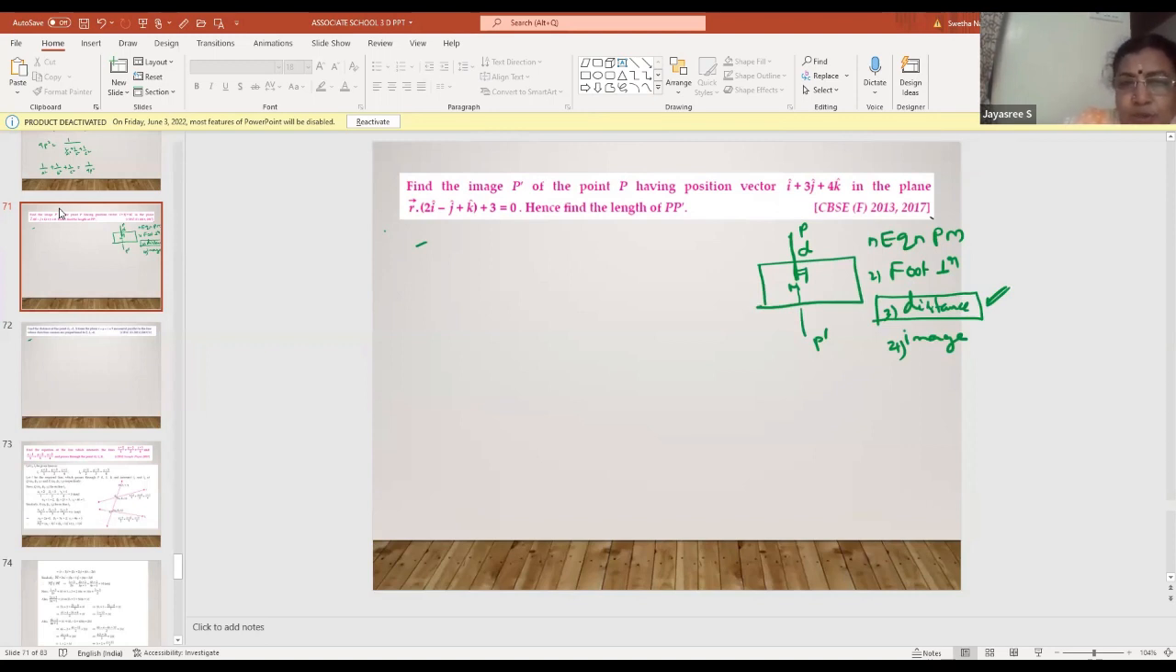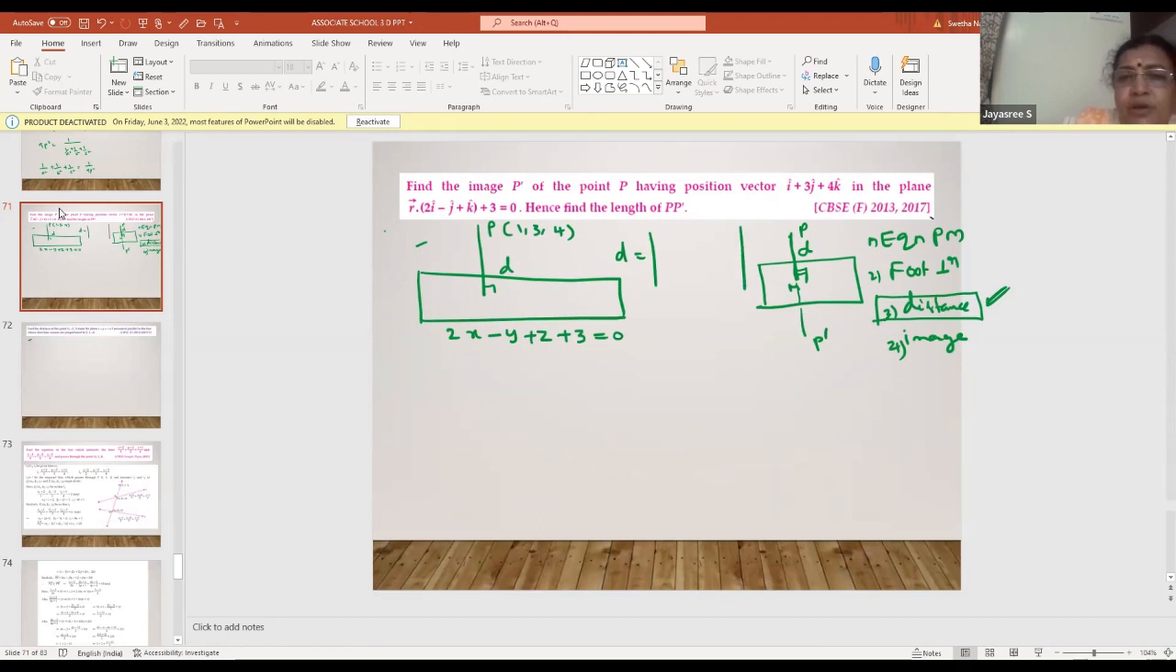So first, as I told you, I always prefer the equation in the Cartesian form. 2x minus y plus z plus 3 equal to 0 is the equation of the plane, and the distance is from the point 1, 3, 4. So let us use the distance formula. D is equal to ax1 plus by1 plus cz1 plus d by root of a square plus b square plus c square. So 2 into 1 minus 1 into 3 plus 1 into 4 plus 3 by root of 2 square plus 1 square plus 1 square.